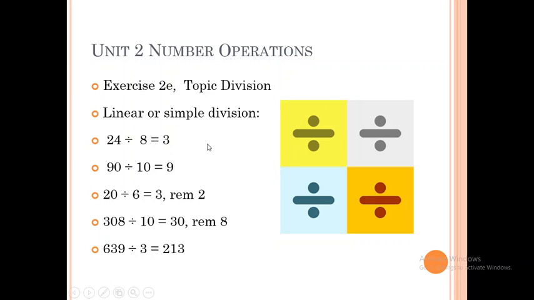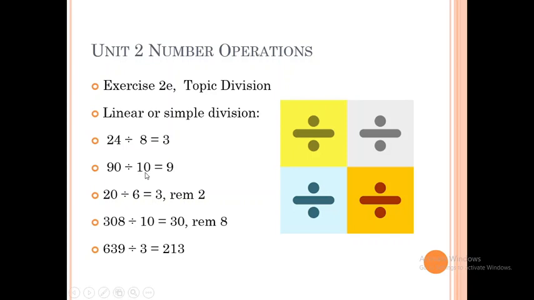Here I have given some examples of very simple linear division. 24 divided by 8. 8 is the divisor, 24 is the dividend. Read the table of 8, and 8 threes are 24. So 3 is the quotient here. You will get the answer after doing this division.